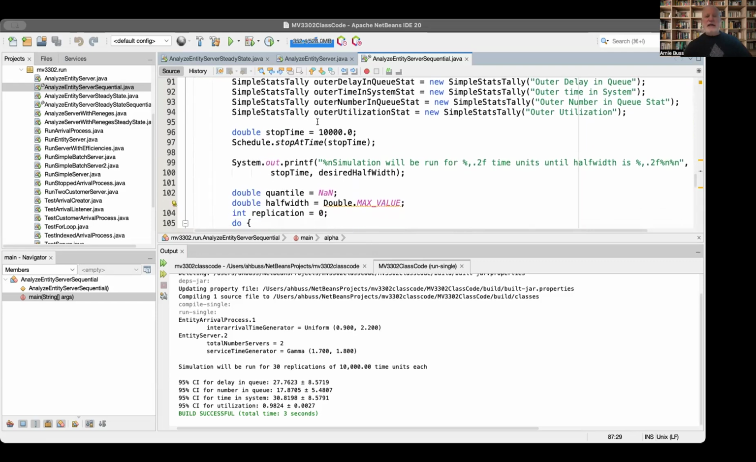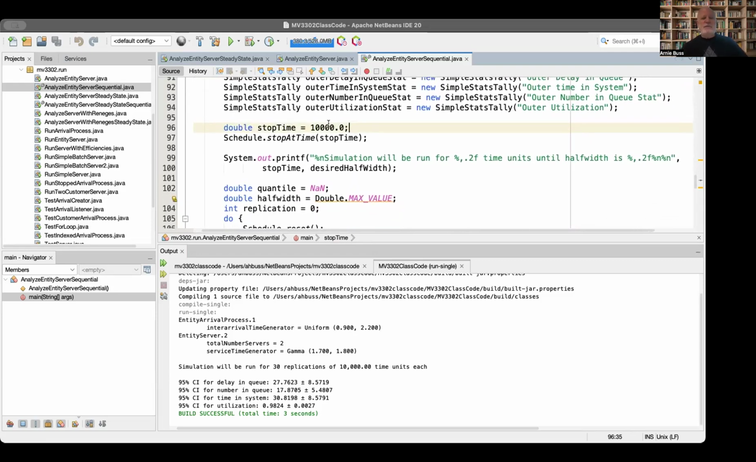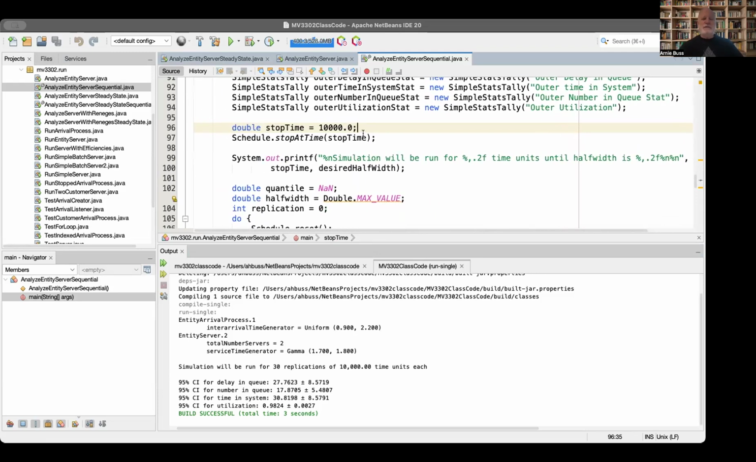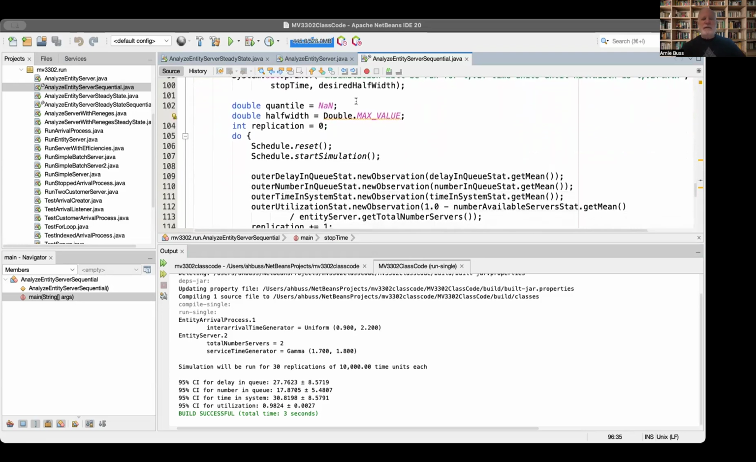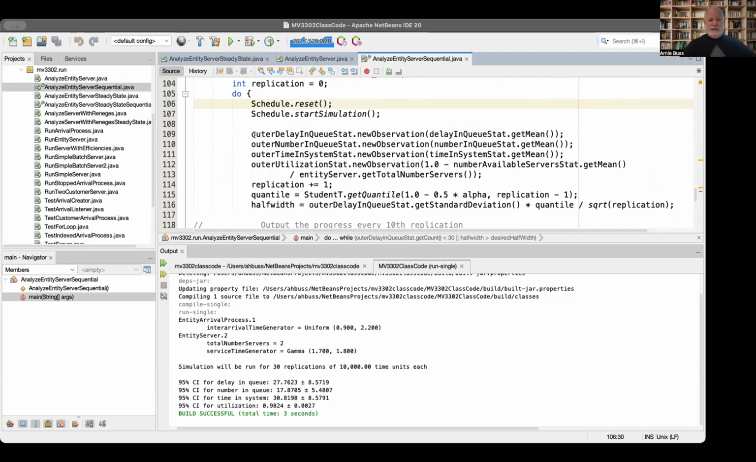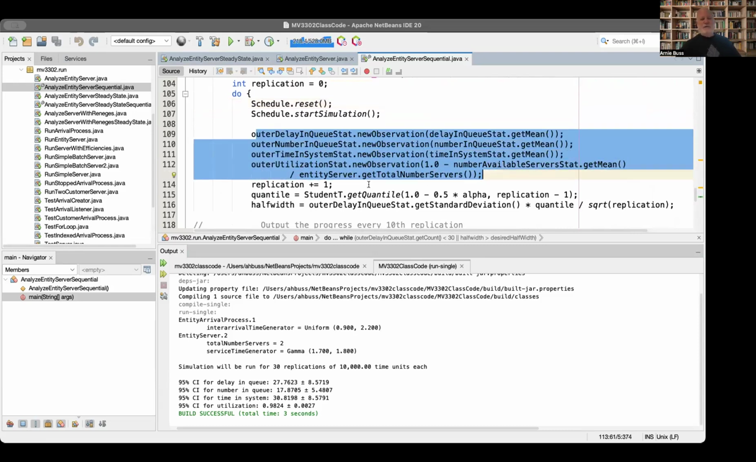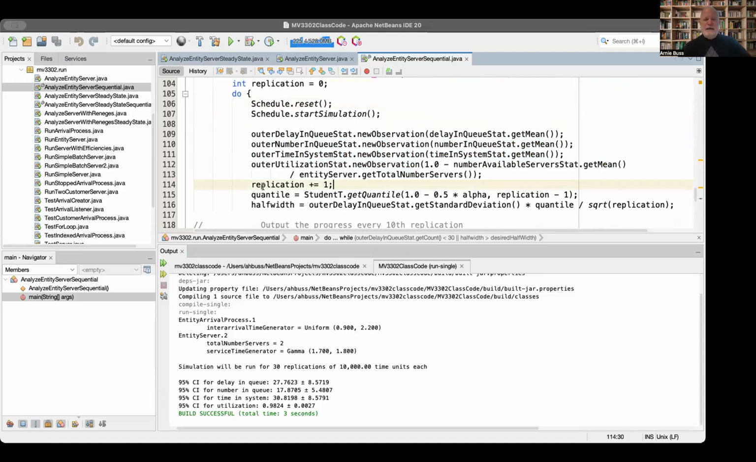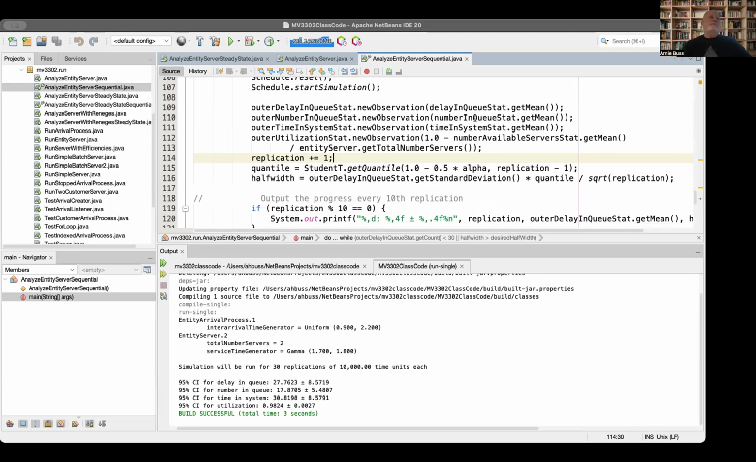Then we have our outer stats, same thing. This is transient. I'm going to run it for 10,000 time units. Here's how I set that up. Now notice that I'll need the quantile and the half width, and I'm defining those outside because I need them. Then I'm going to count the replications. Here I do the simulation, remembering that the inner stats are going to be reset automatically. I update all my outer stats, which is something we were always doing. And then I'm incrementing the replication count. I could actually get that from the stats.